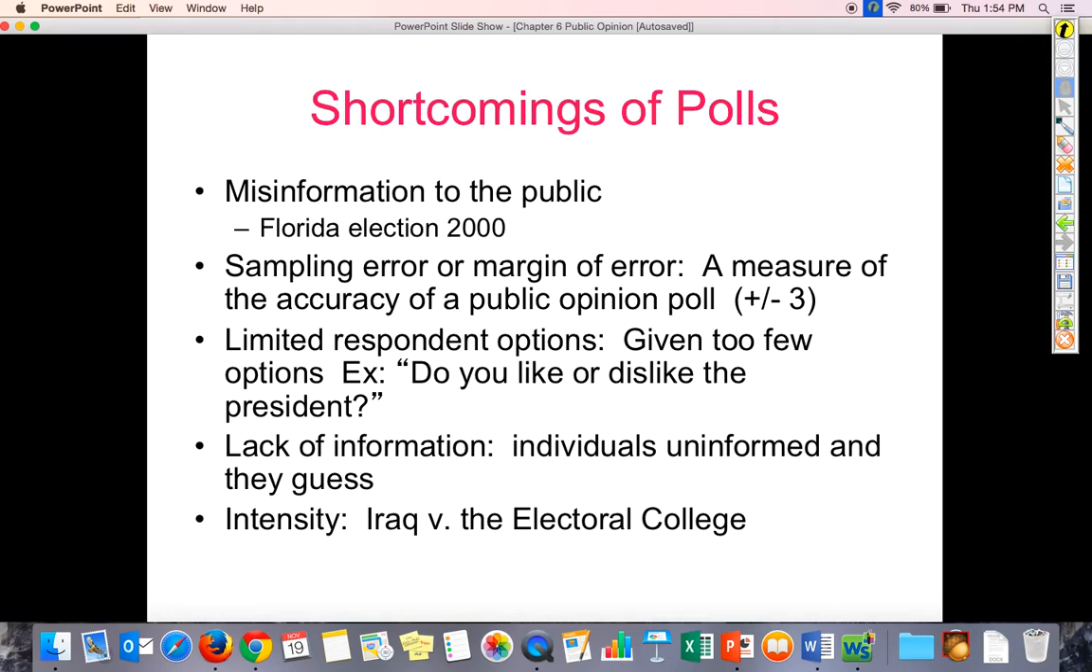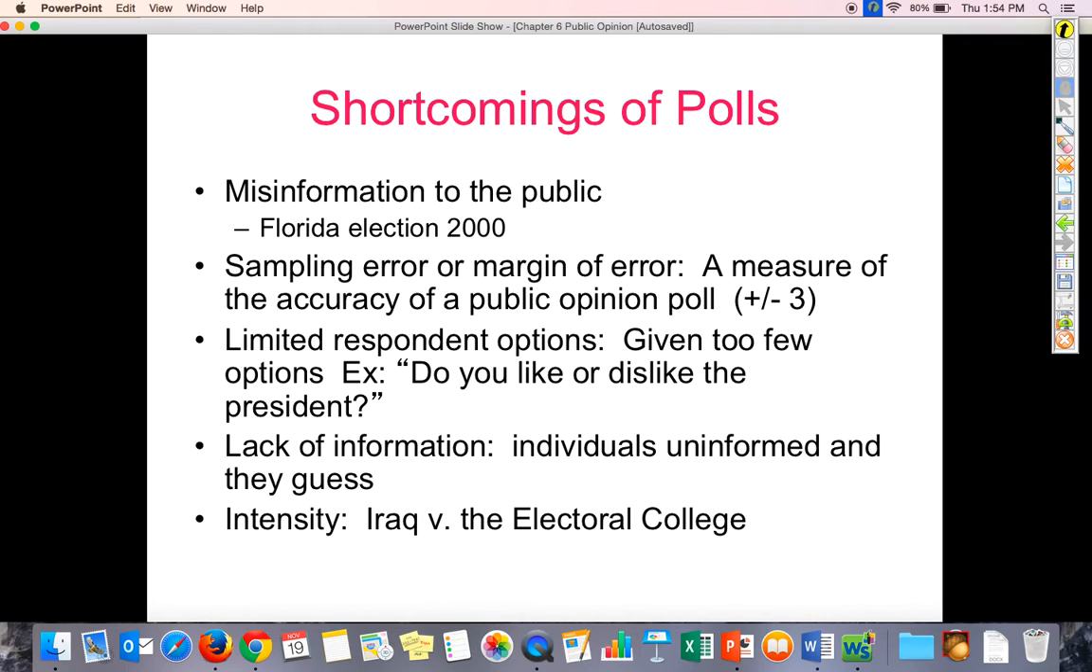The next shortcoming of a poll is that if there are poor answer choices, you're not going to get a good reflection of what the poll is really trying to find out. So this is called limited respondent options. What if a pollster called and said, do you like or dislike the president? And you might say, well, I like them as a person. I like their domestic policies, but I disagree with his foreign policy. Well, that question can't measure that.